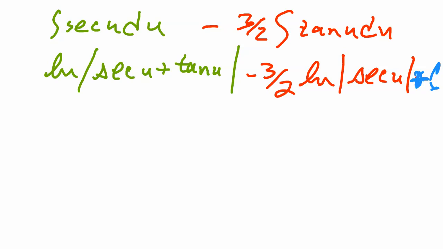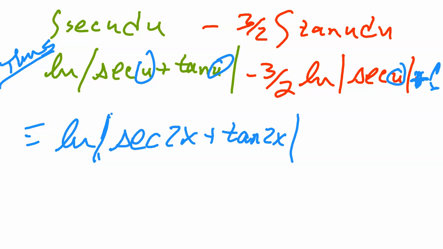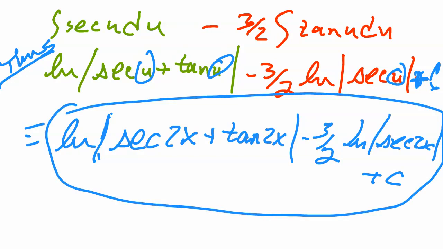And then, of course, everywhere there's a u, I want to back substitute now. We used our theorems here to come up with what this is. So this is going to be equivalent to the natural log of the absolute value of secant 2x plus tangent 2x, and then minus 3/2 natural log of the absolute value of secant 2x, and then plus c. So this is a correct answer as long as we did everything correctly, which I believe we did.